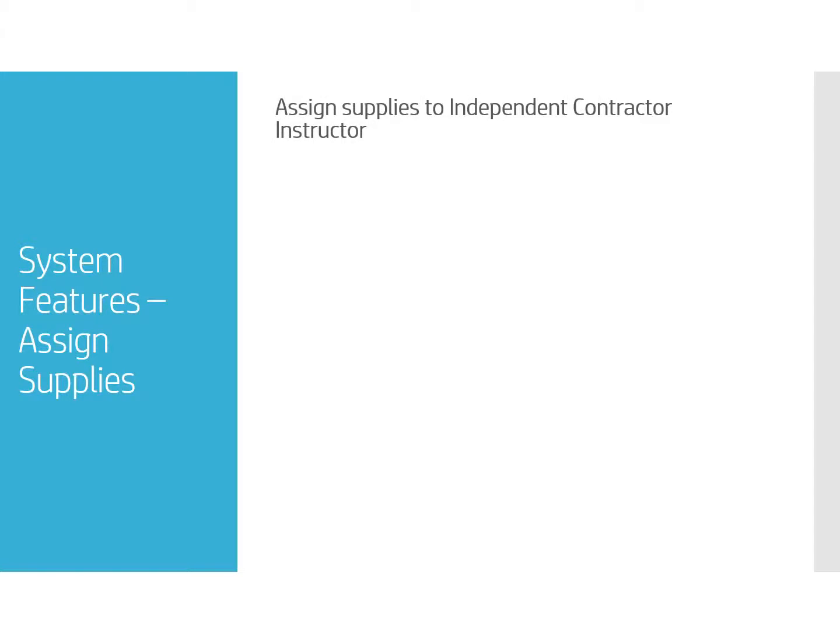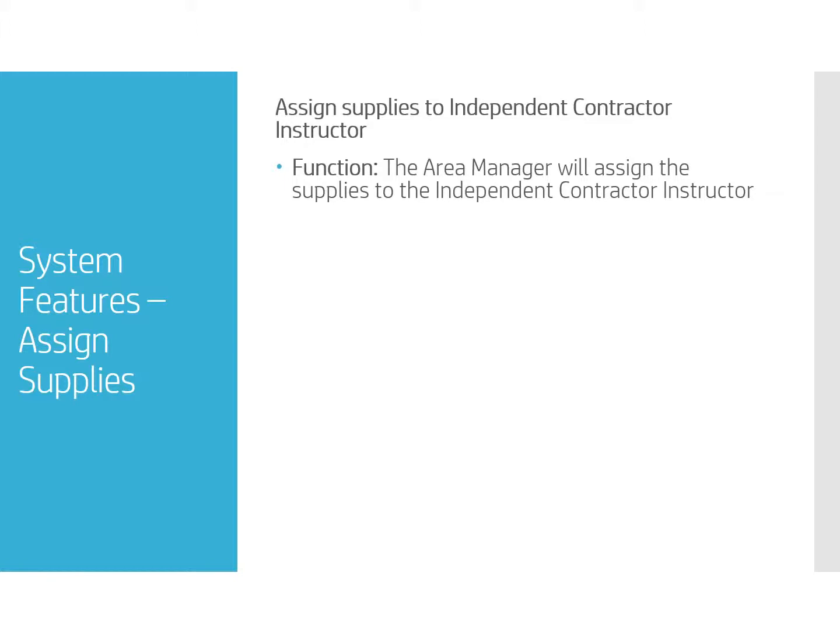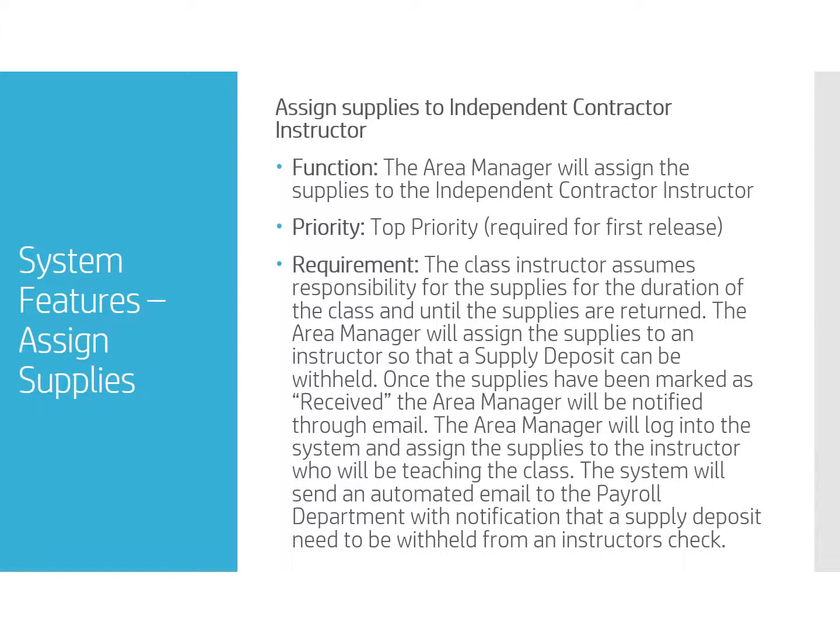Area managers will be able to assign supplies to the independent contractor instructors. They will do this by logging into the system. Once the supplies have been received, they will receive a notification of this. Once the instructor has been assigned in the system, the payroll department will also receive an automated email notifying them that a supply deposit needs to be taken or withheld from the independent contractor instructor's check.